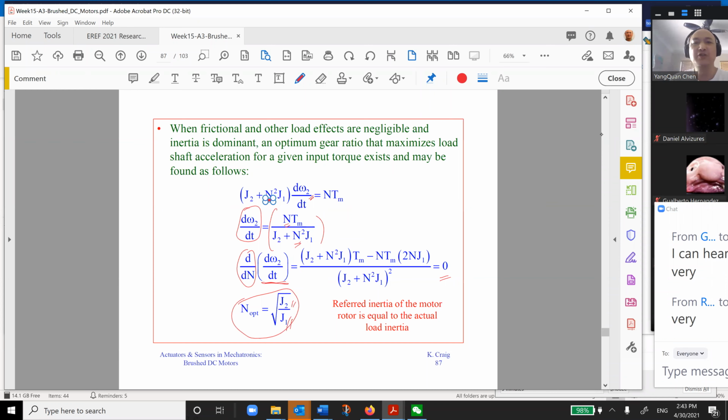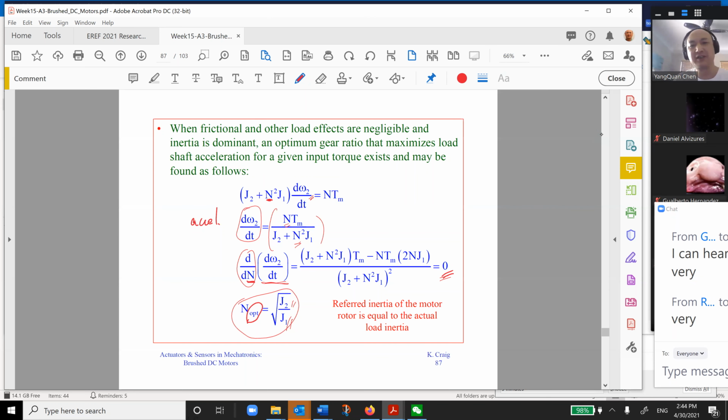I want to maximize this. This is acceleration. I want to maximize the acceleration. So I want to see what is my best N. I do d/dN on both sides and set it to 0. That's my stationary point. By doing this, we solve that the optimal N is J2 divided by J1. So the inertia of the motor rotor is equal to the actual load inertia. That would be optimal.